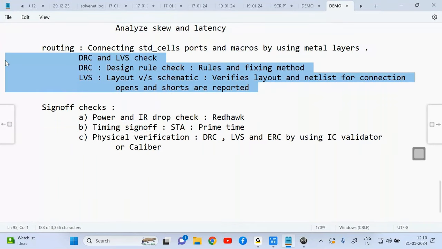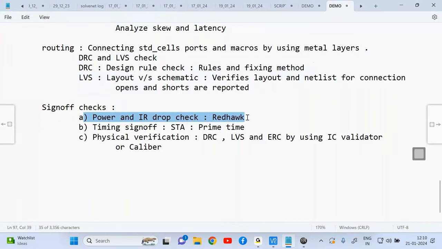Power and IR drop, we don't have a tool. We'll discuss the theory part. Which tool is better? Cadence has the Voltus tool. Okay, Redhawk is from Synopsys. So here we do timing sign off. In the sign off checks, we do timing sign off. So physical verification and power and IR drop, we discuss theory because we don't have a license for that.